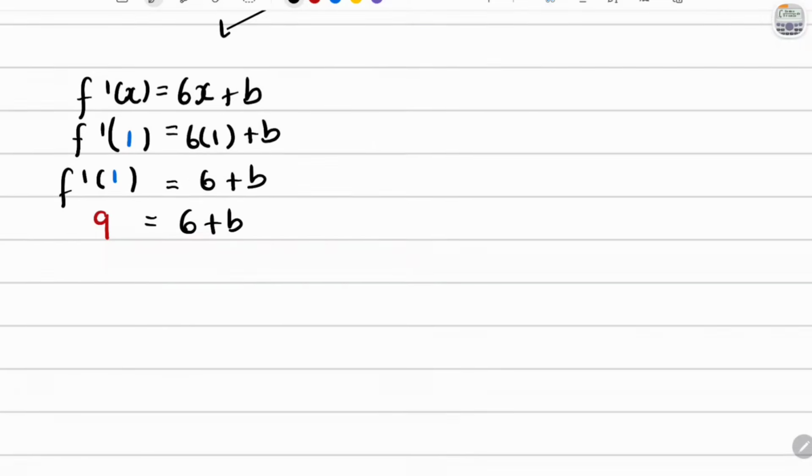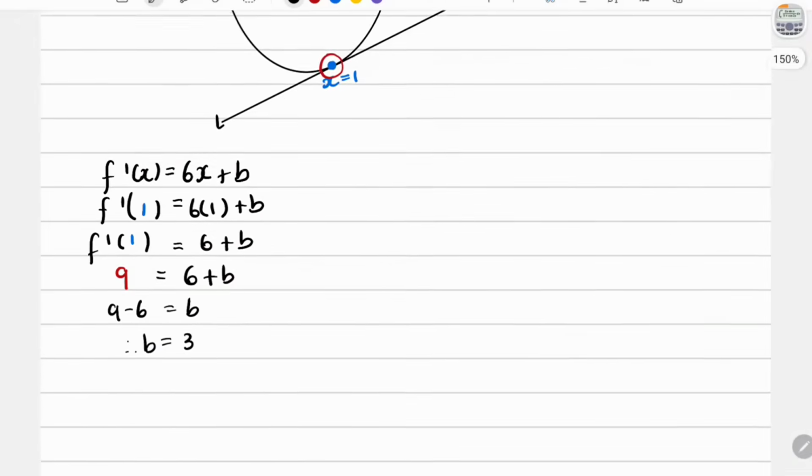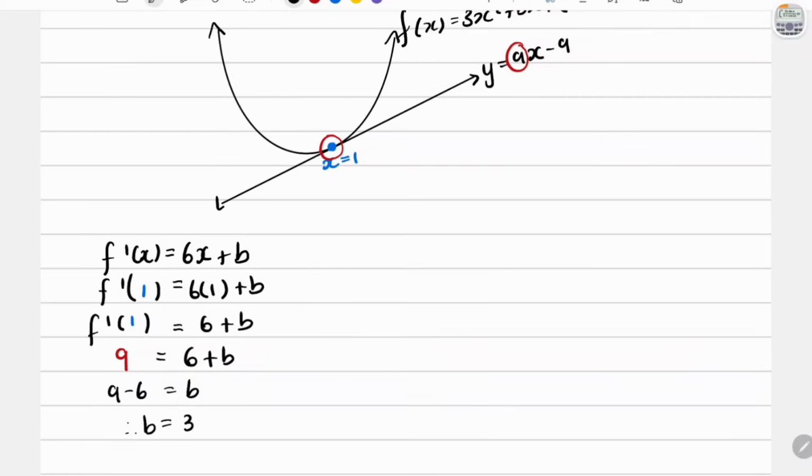As you can see, we're already going to solve for b. Take 6 over, that gives you 9 minus 6, gives you b. And so you know that b is equal to 3. There we found our first expression. So our first equation technically.